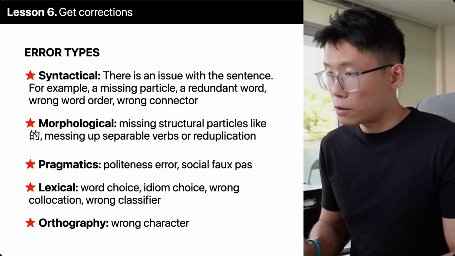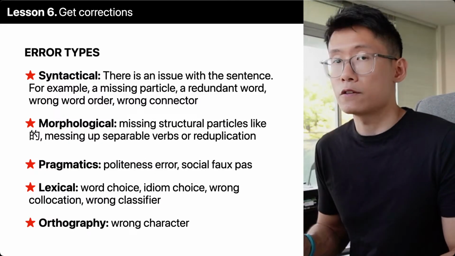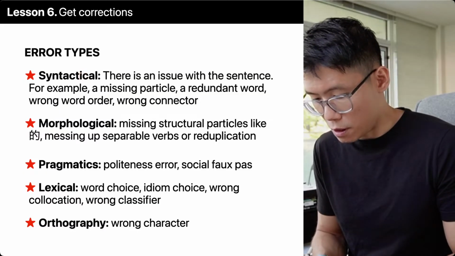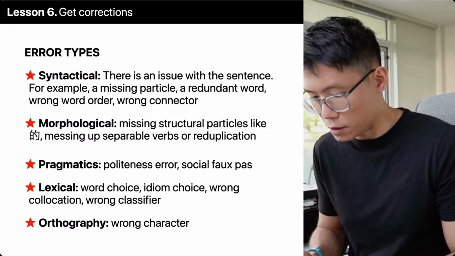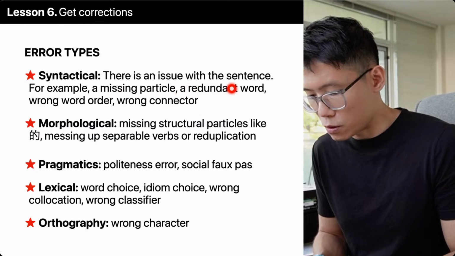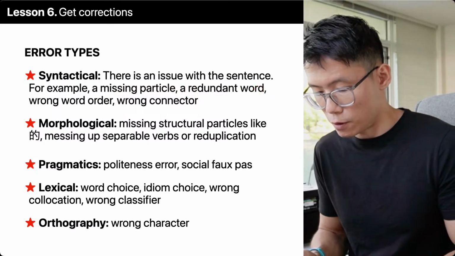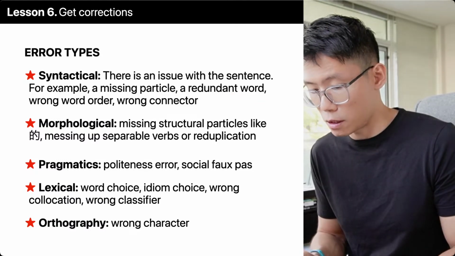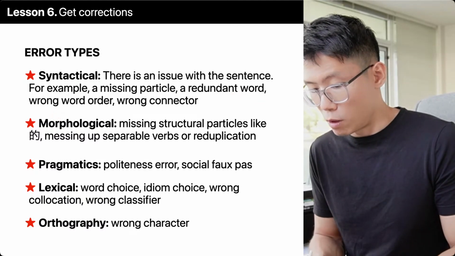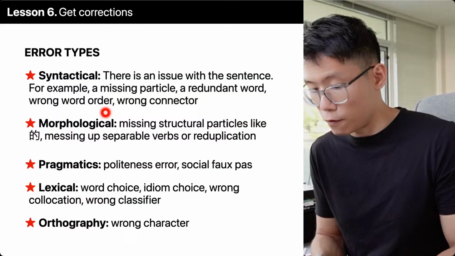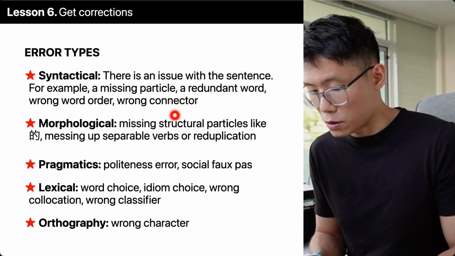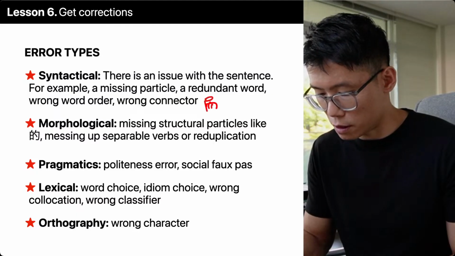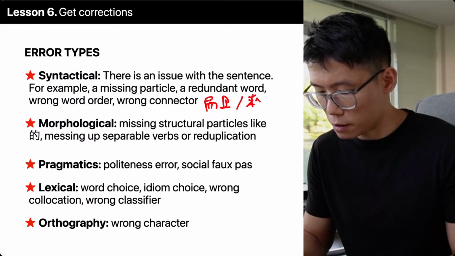To help you categorize your errors, here are the kinds of errors that you might make in your writing. First are the syntactical errors, where there is an issue with the sentence itself. For example, a missing particle like le or de, or a redundant word like le or de, wrong word order, often seen in beginners, and also wrong connector words like 而且 or 和, etc.